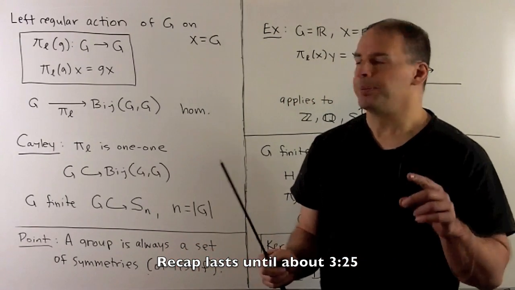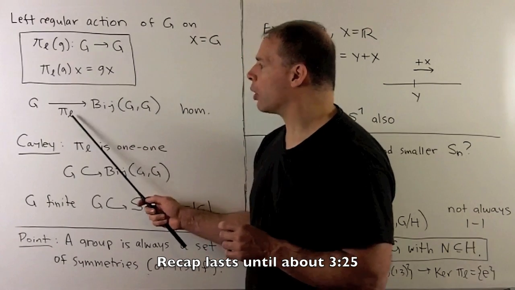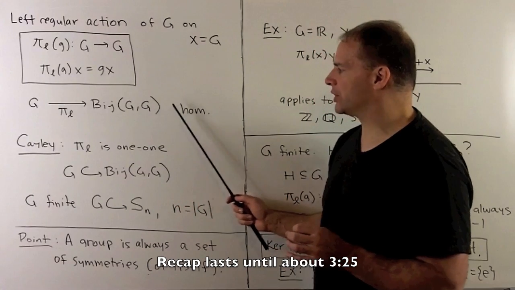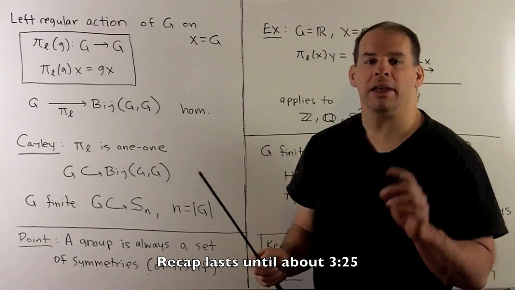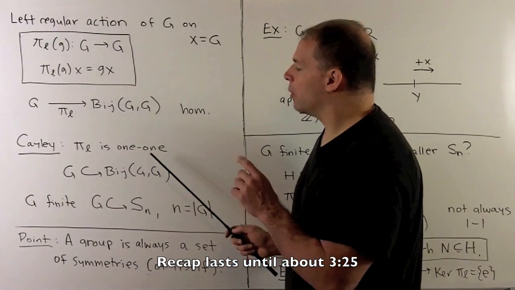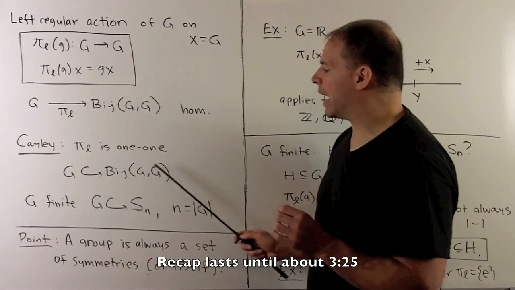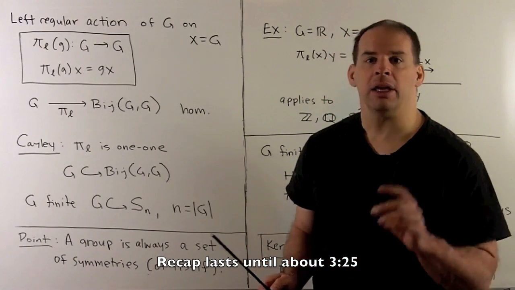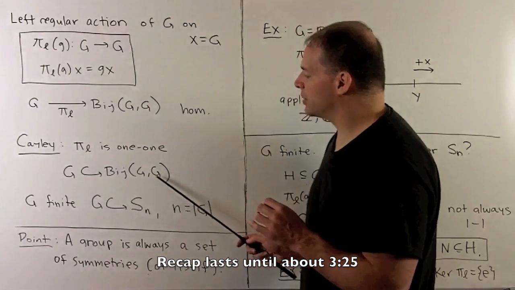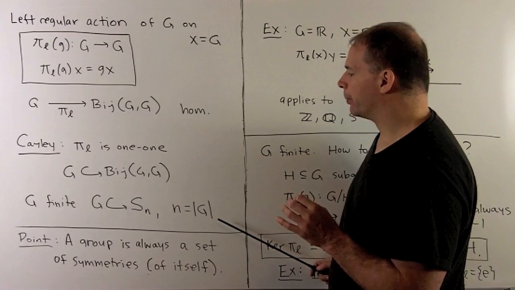With this definition, we could think of pi as a homomorphism carrying G to the group of bijections from G to itself. Cayley's theorem then says this map pi is 1 to 1. So we can think of this as embedding G as a subgroup of our group of bijections. If G was finite, then G embeds as a subgroup of some symmetric group with n letters, where n is the order of the group.